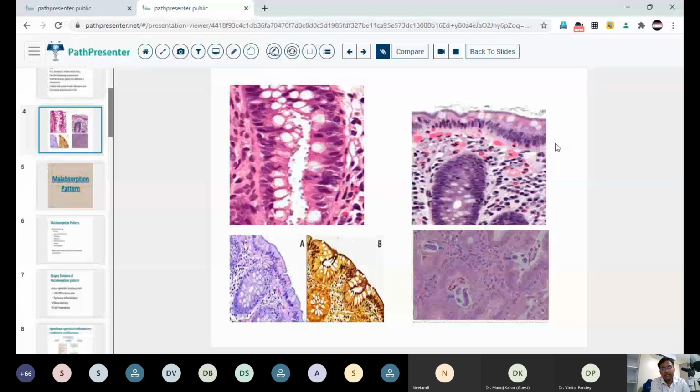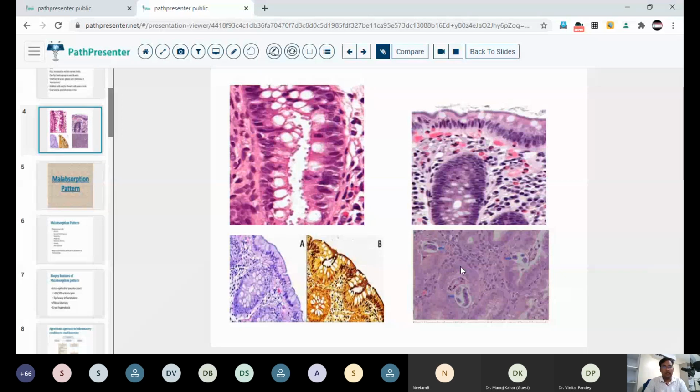Many times this can be evaluated with bare eyes on HE, but sometimes you need a silver stain to highlight it properly. Or even other parasites like Strongyloides can be seen. So these are some parasites that you should remember or have in mind while approaching the duodenum.